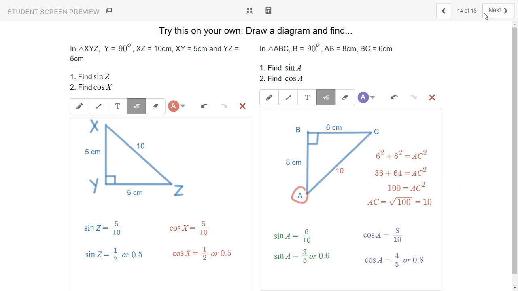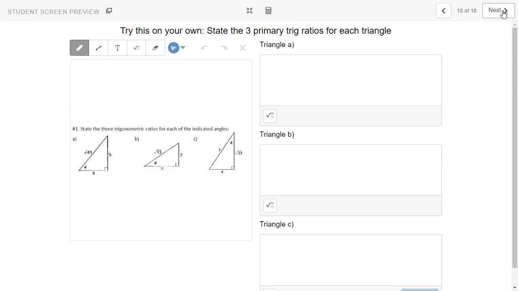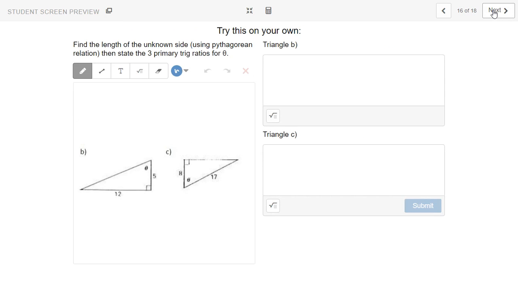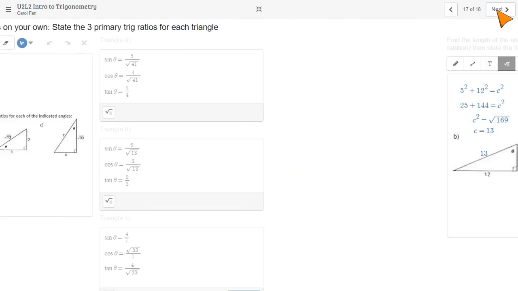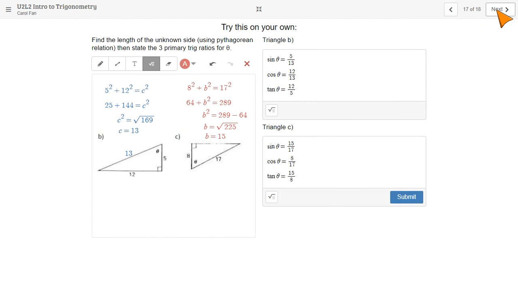Okay, the next 3 slides are some questions for you to try on your own. Actually, just 2 slides. Pause the video and try those. I will put the solutions up. Right, solutions to questions for you to try. This is the first one and the second slide. Right, so that's the end of Unit 2, Lesson 2.